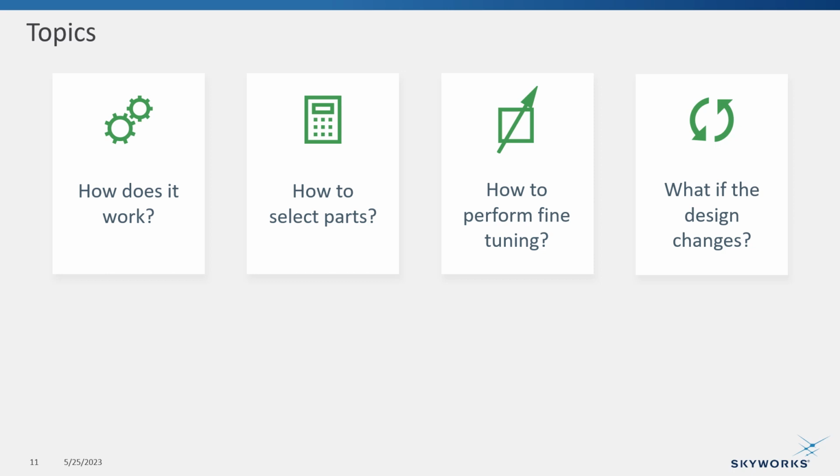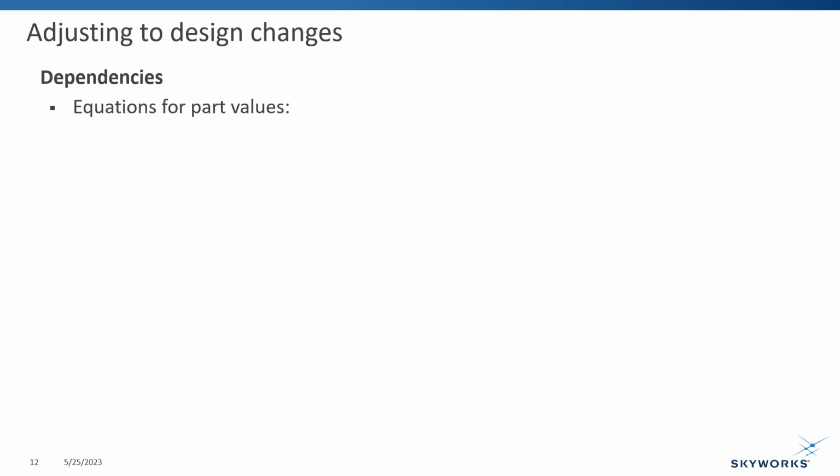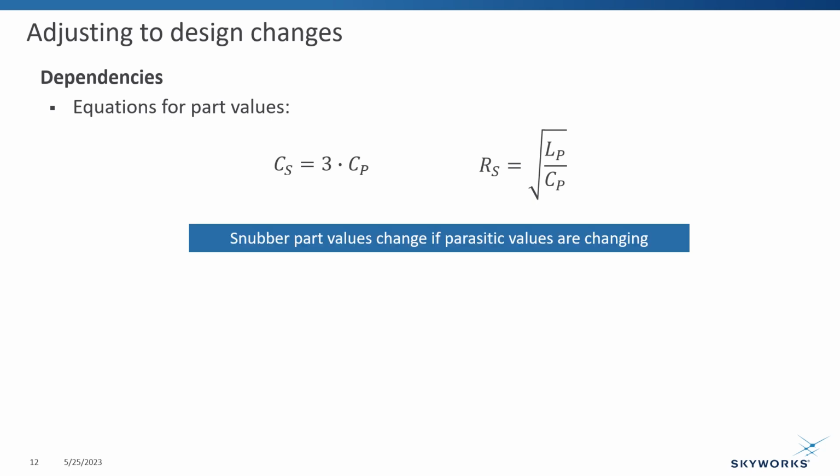Now let's look at what you need to do if something changes in your design or you want to modify an existing design, like an evaluation board for example. Take the equations from the fine-tuning process to see the dependencies of the part values. As you can see, they all are related to the parasitic capacitance and inductance of the switching circuit. If these parasitics are changing, then the snubber part values need to be adjusted accordingly.